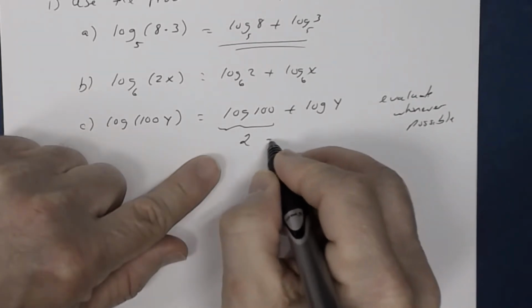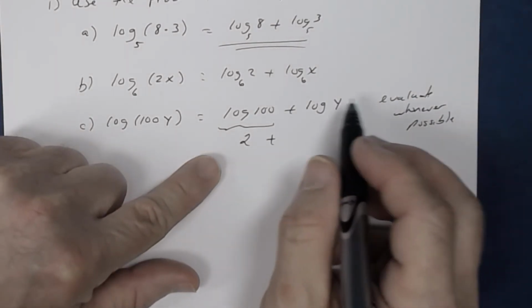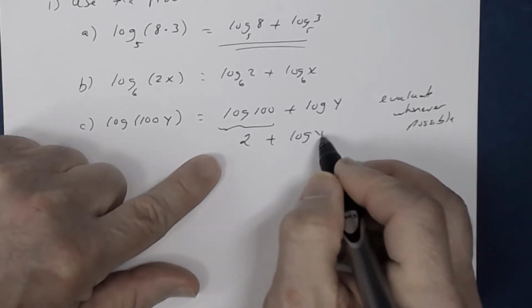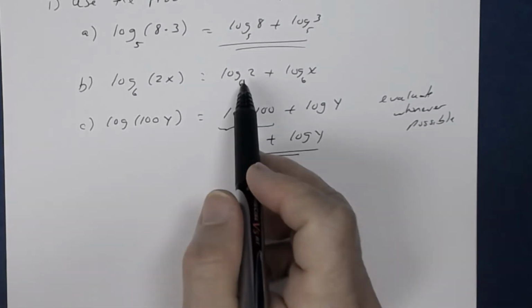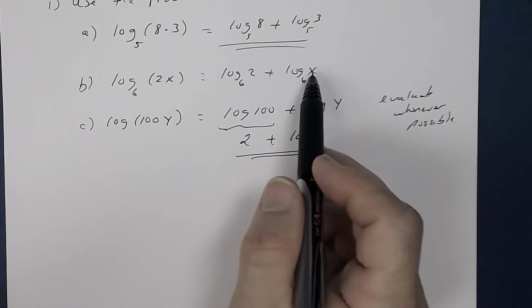So it becomes 2 plus, and there's no way you can simplify this, because then you're saying 10 to what power is y? Well, I don't know. So that'll be the log of y. And over here, you'd say 10 to what power is 2? Well, I don't know. That's not easy to do. And then that's a variable expression.